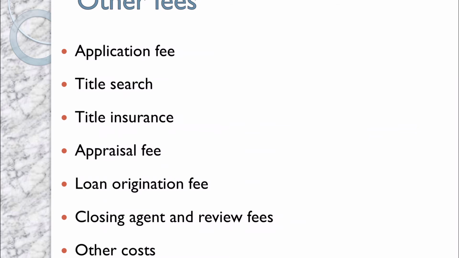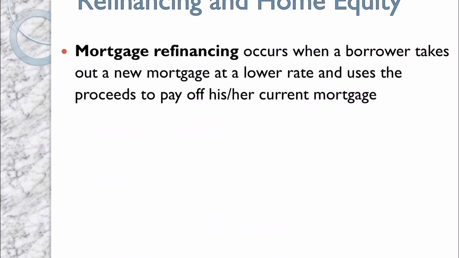Okay, so moving forward into refinancing and home equity. Mortgage refinancing occurs when a borrower takes out a new mortgage at a lower rate and uses the proceeds to pay off his or her current mortgage. So an example would be, let's say you have a $400,000 mortgage. When you got that mortgage, the interest rate was, say, 5%. Now it's 4 years later and the interest rates are now 3%.